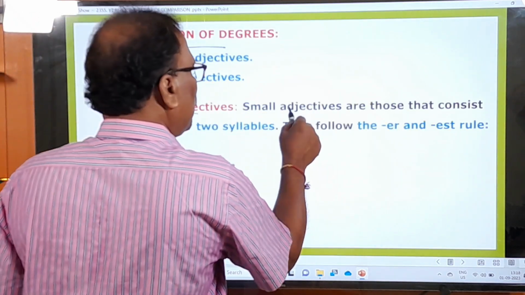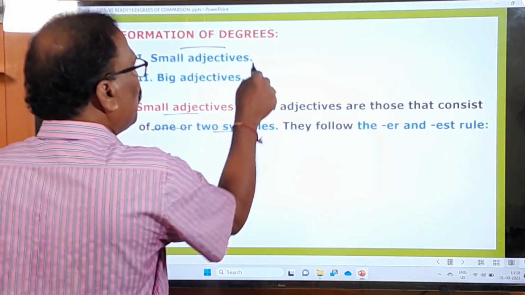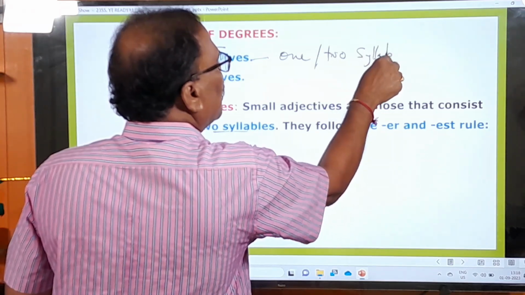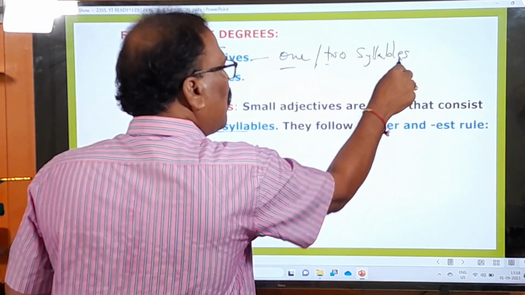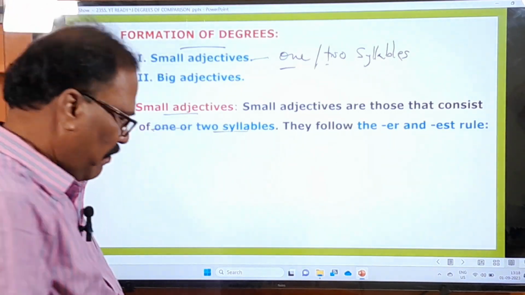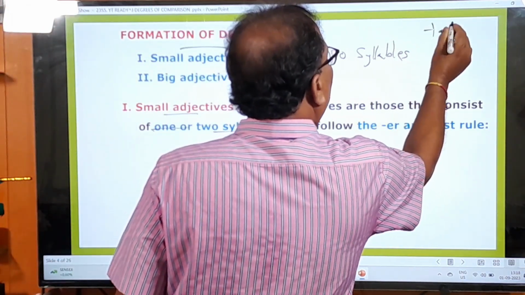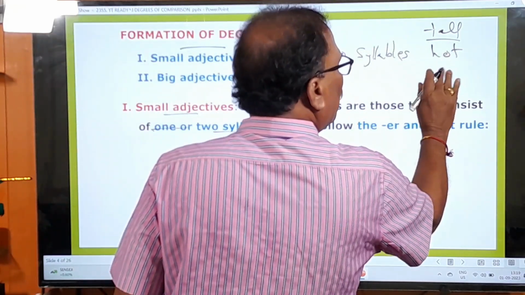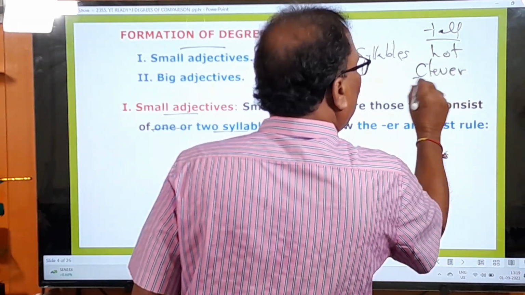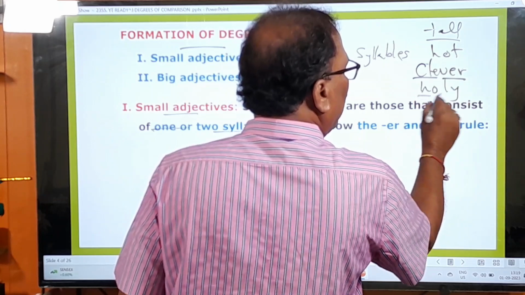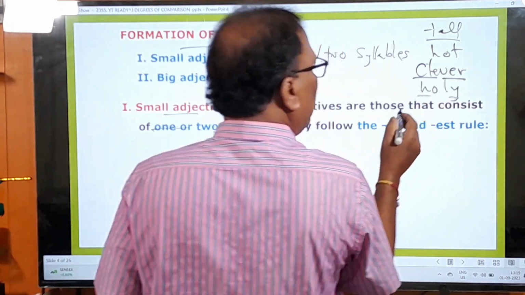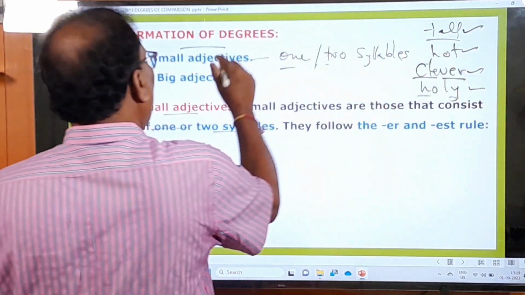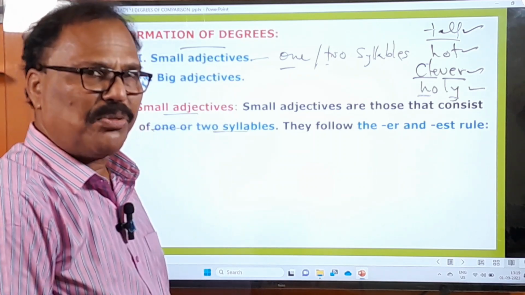Then what are the small adjectives? Small adjectives are those that consist of one or two syllables. So any adjective that has one or two syllables is said to be a small adjective. For example, tall: how many syllables are there in that? Only one. Hot is only one syllable. Clever and holy have two syllables. Whether it is a one-syllable word or a two-syllable word, it is called a small adjective. That point we have to understand.